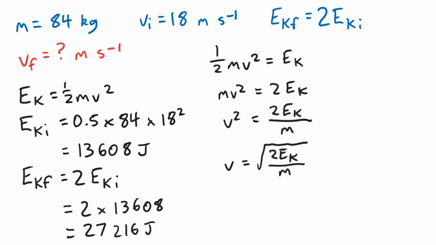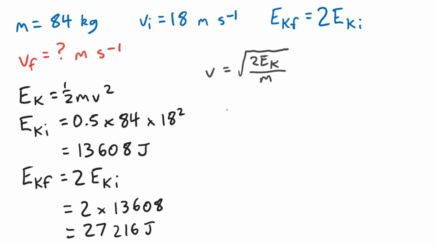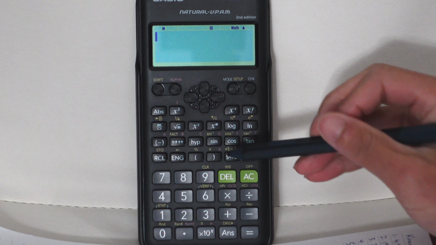You should have this equation rearranged for v written down on your cheat sheet because it's pretty common to use it, and it's a little bit more difficult to rearrange. If we substitute the numbers, then v equals the square root of 2 times 27,216 over 84. Let's put this into the calculator.